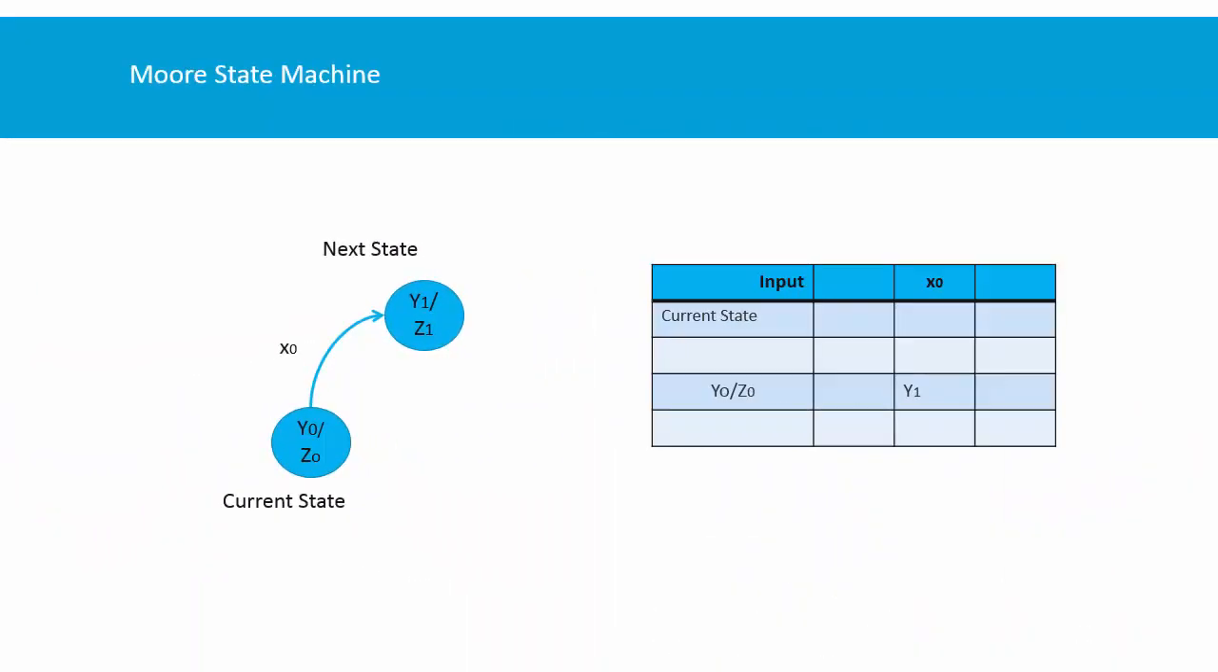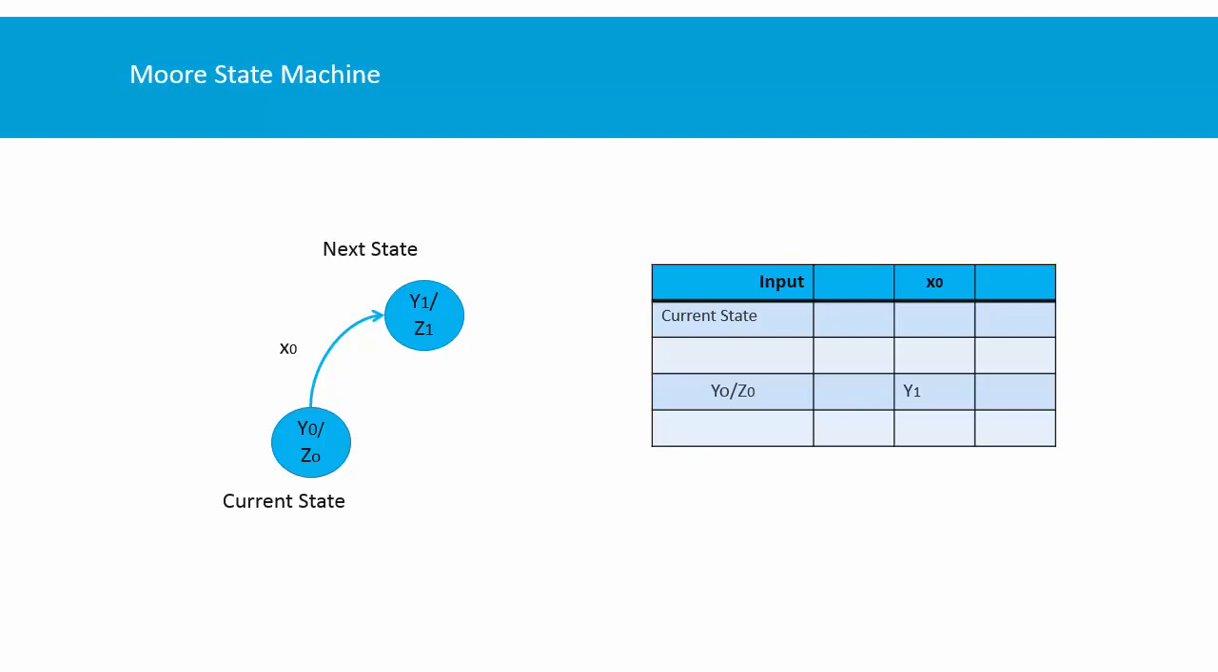This, on the other hand, is the Moore state machine. You can see that instead of having the zetas on the arrows, now we have the zetas on the states. And here's how you represent the state table.